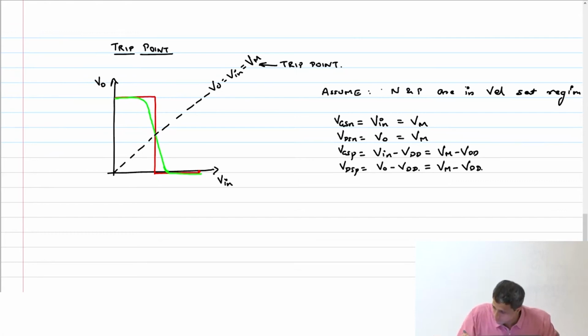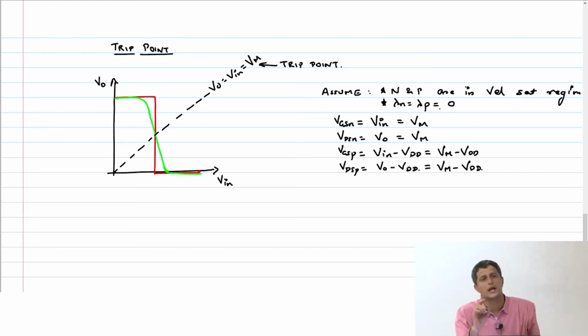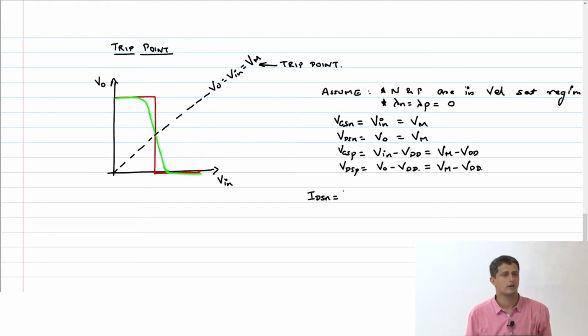We will make one more assumption just to not complicate our derivation. Lambda N equal to lambda P equal to 0, no channel length modulation. You can put that in, you will just get some random quadratic equation to solve and it will give you no insight into how it actually controls various things, okay. So now, what is the current through my NMOS transistor at this point?